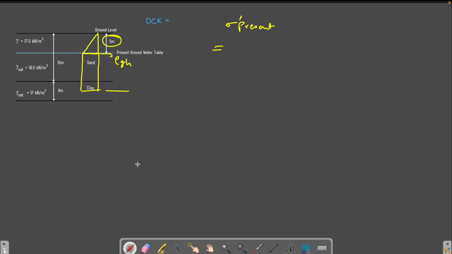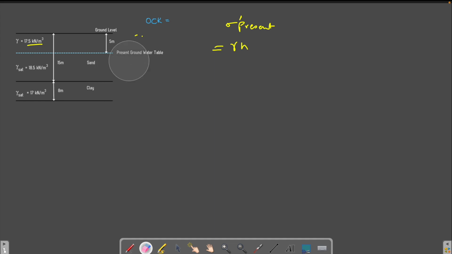Okay, so what is rho g here? Rho g is nothing but gamma, that is given as the unit weight of sand. So we will be using this value. So gamma into h. Okay, what is h? H is 5 meters. We will be taking h as 5 meters.